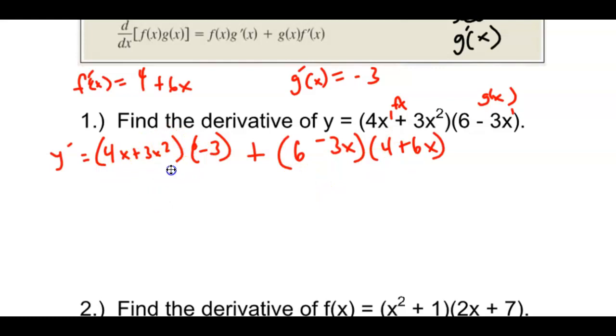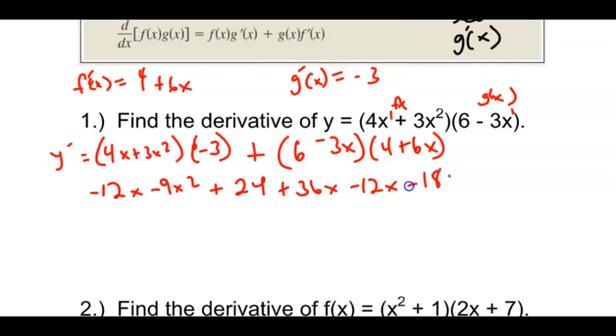Now, what I do here is I distribute, so -12x minus 9x squared, and right here I foil, so 6 times 4 is 24. 6 times 6x is going to be 36x. -3x times 4 is -12x. And -3x times positive 6x is -18x squared.